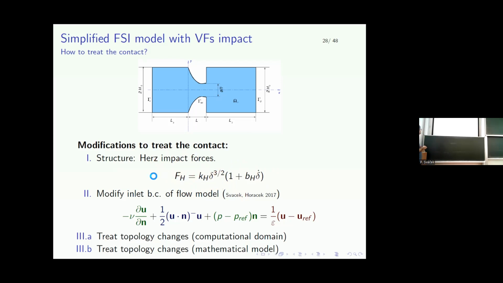The next thing is we need to somehow treat the case when the vocal folds are closing the channel. And the question is what boundary conditions we should prescribe at the inlet. Because we have a model of incompressible flow, and when you close the channel but keep your velocity at the inlet constant, the pressure will increase to non-physical values.